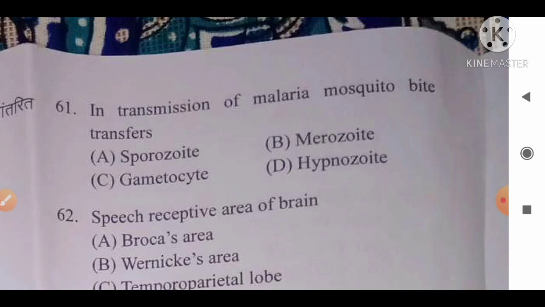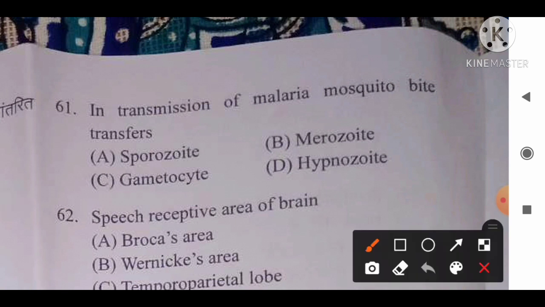In the transmission of malaria, mosquito bites transfers option A, sporozoites, B, merozoites, C, gametocytes, D, hypnozoites. And the fact available regarding this question, it is malarial infection begins when an infected female Anopheles mosquito bites a person, injecting plasmodium parasite in the form of sporozoites into the bloodstreams. So from the given information, we can say it is the sporozoite.